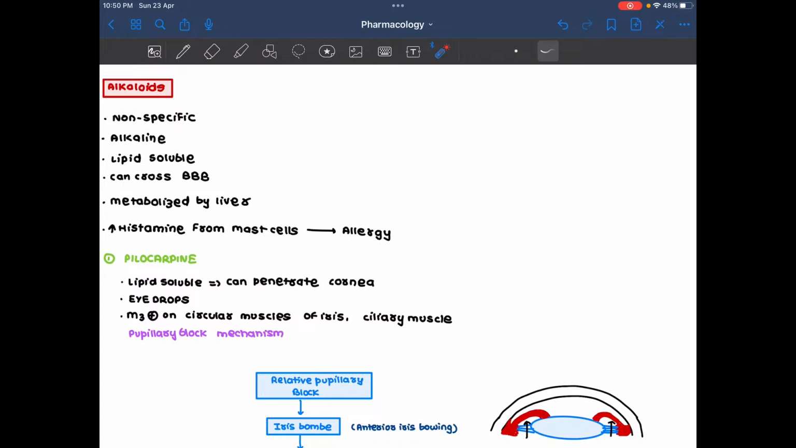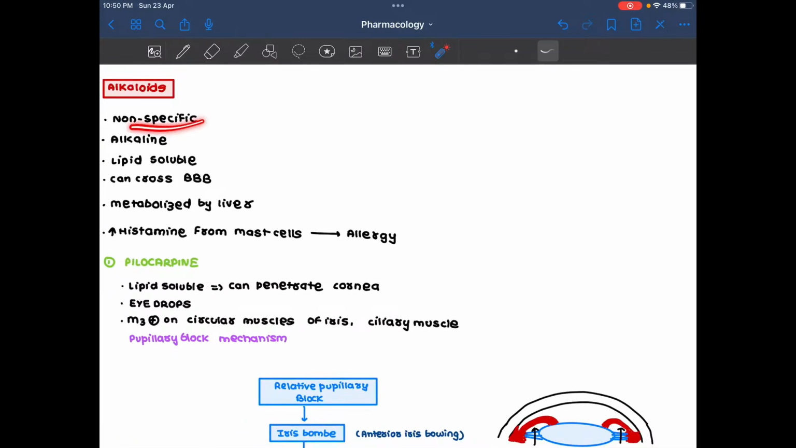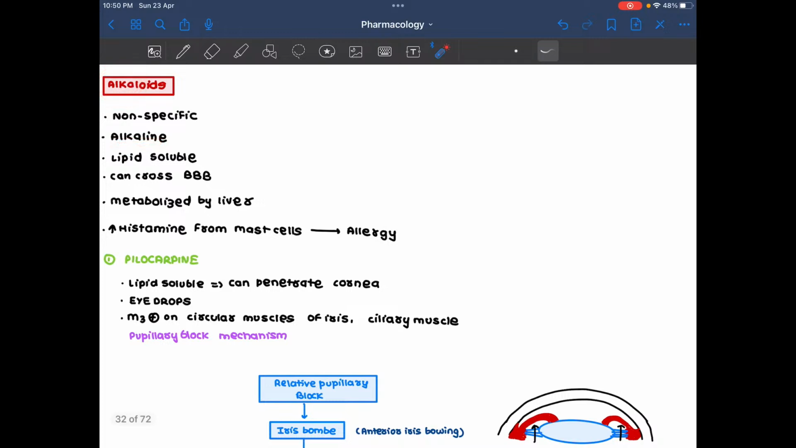So what are these drugs known as alkaloids? First thing, they're going to be non-specific in their action, and these alkaloids are alkaline in nature. Most drugs are mainly acidic in nature, and if they're acidic, they mainly bind to albumin. But these alkaline drugs are not going to bind to albumin, because albumin is itself negatively charged. So they bind to a globulin, that is alpha-1 acid glycoprotein. Their action is non-specific, they're alkaline, and these drugs are lipid soluble.